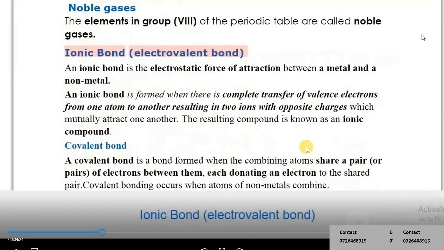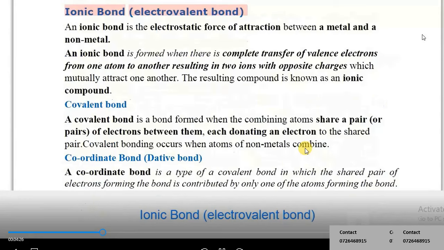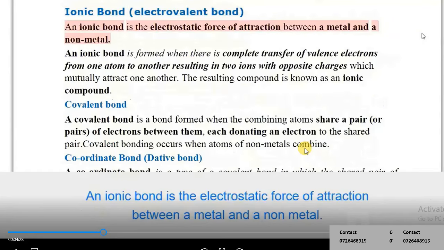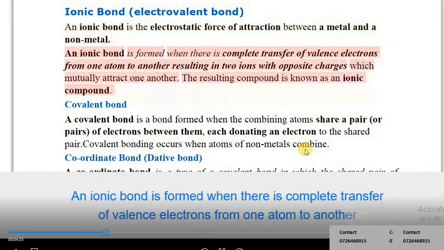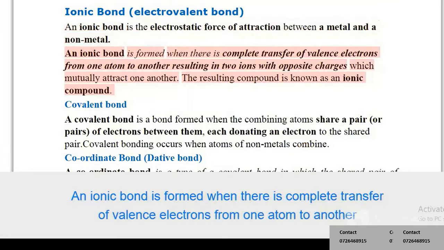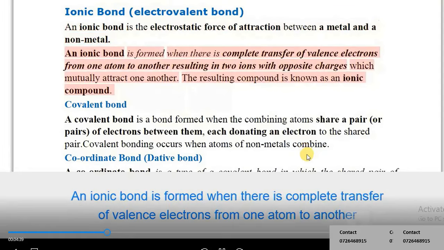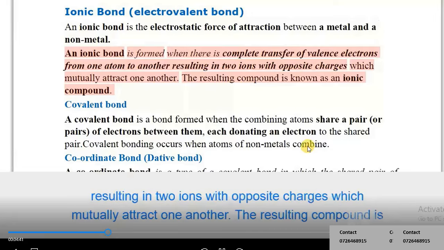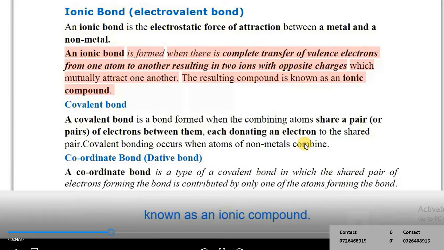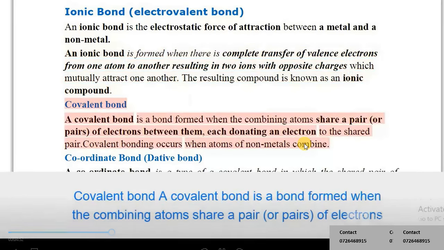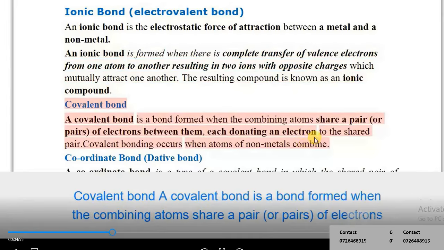Ionic bond, also called electrovalent bond, is the electrostatic force of attraction between a metal and a nonmetal. An ionic bond is formed when there is a complete transfer of valence electrons from one atom to another, resulting in two ions with opposite charges, which mutually attract one another. The resulting compound is called an ionic compound.